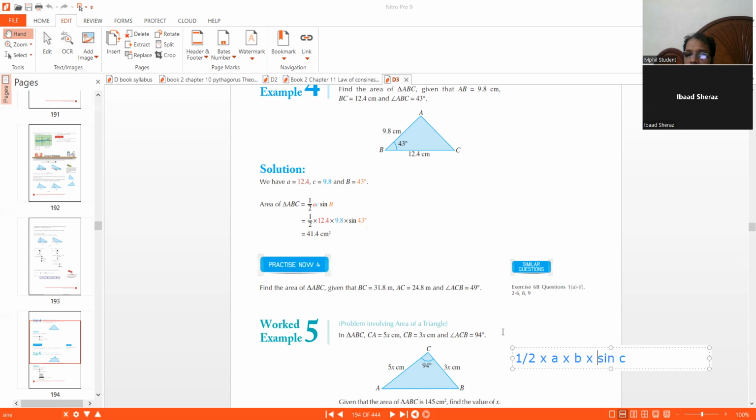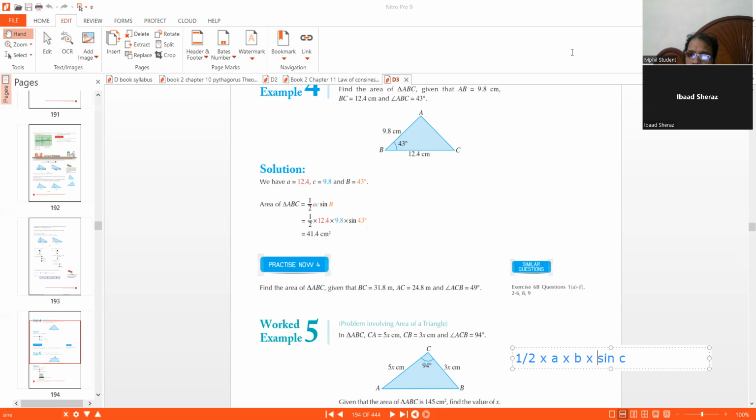You don't need to calculate the other unknown values, unknown angles or unknown sides. You just have to directly calculate the area of triangle using these two sides. Okay? Any difficulty? Nope. Good.